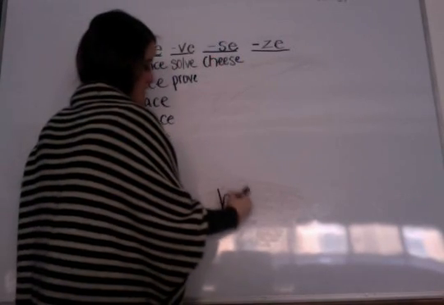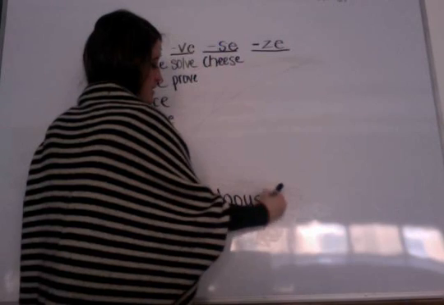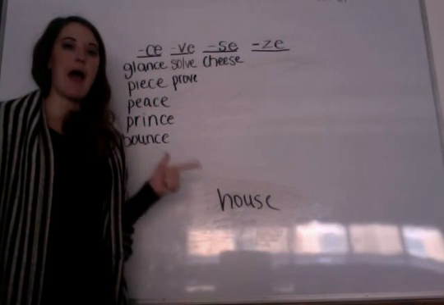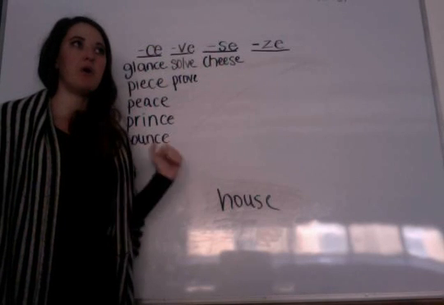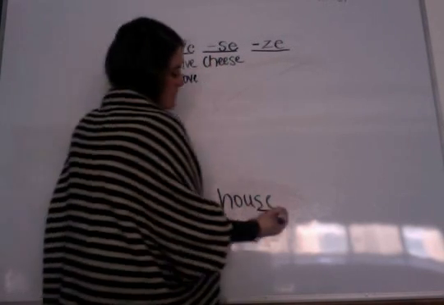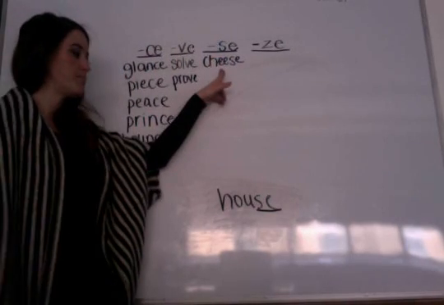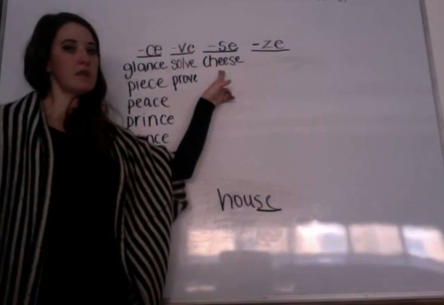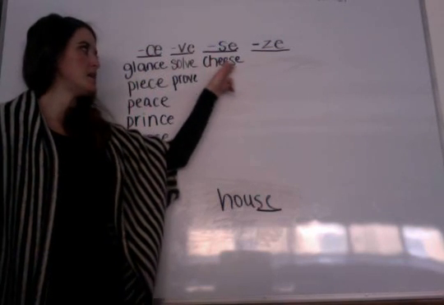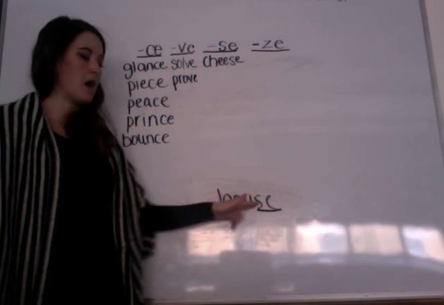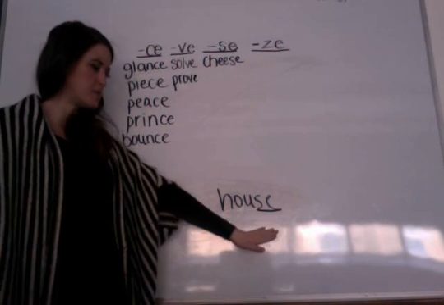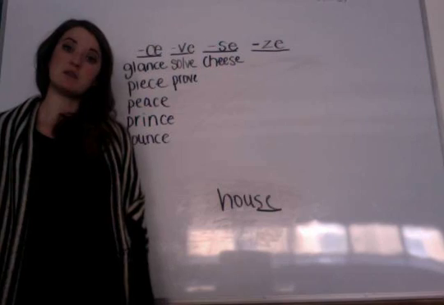Our next word is the word house. Let's see the sounds for house. Ow. Again. House. I see my SE spelling, but I don't hear the Z sound like in cheese. House? No, we don't say house with a Z. We say I live in my house.